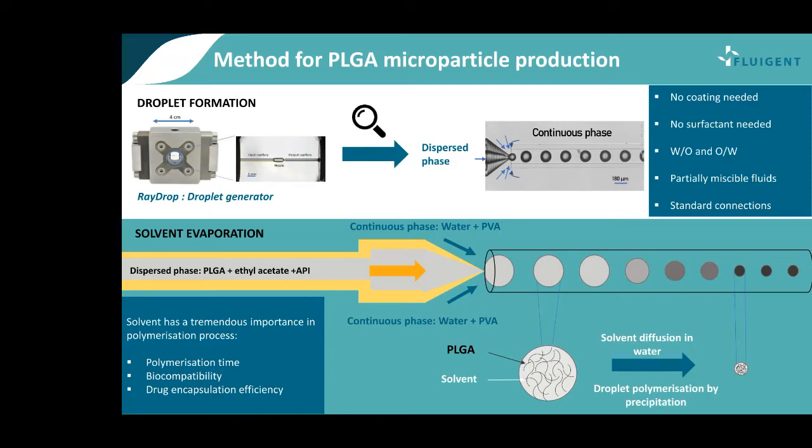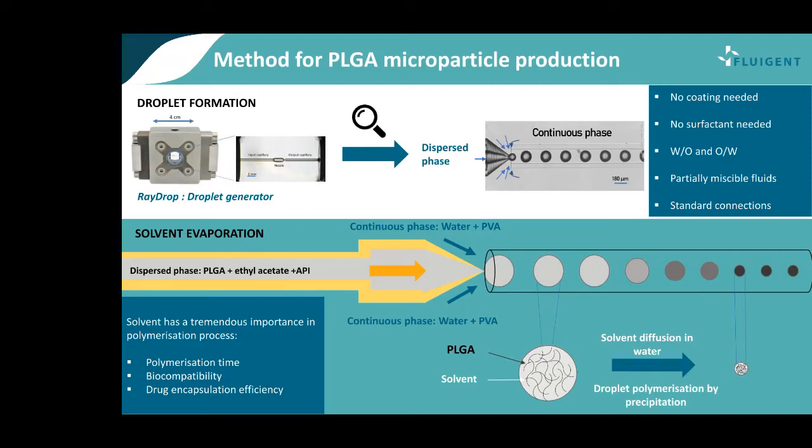In contact with the water, the solvent will spread out of the droplet. We will have a solvent diffusion in water. This will lead to a decrease of the droplet size for the same amount of PLGA. That will be a droplet polymerization by precipitation, and this is how we go from a droplet to a microparticle. So the microparticles at the end will gather PLGA and the API, so the drug.